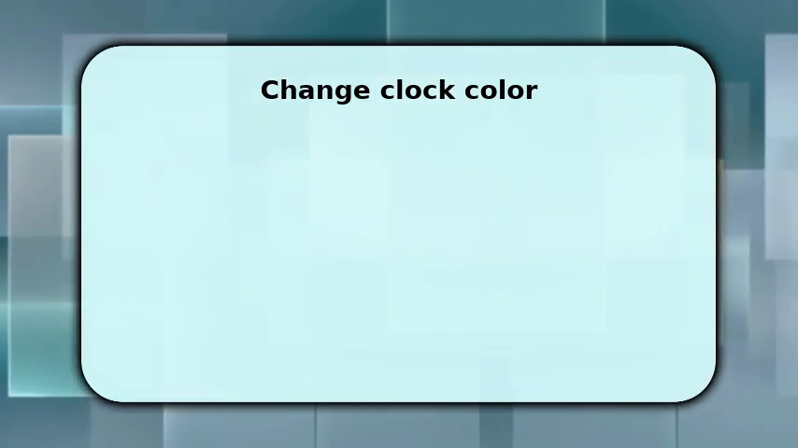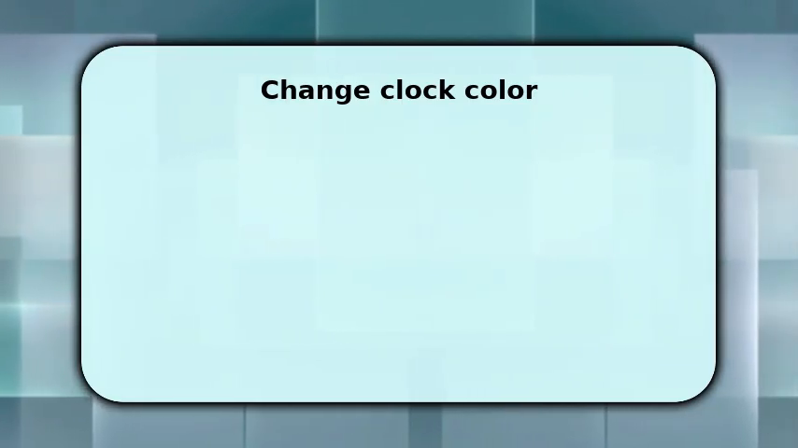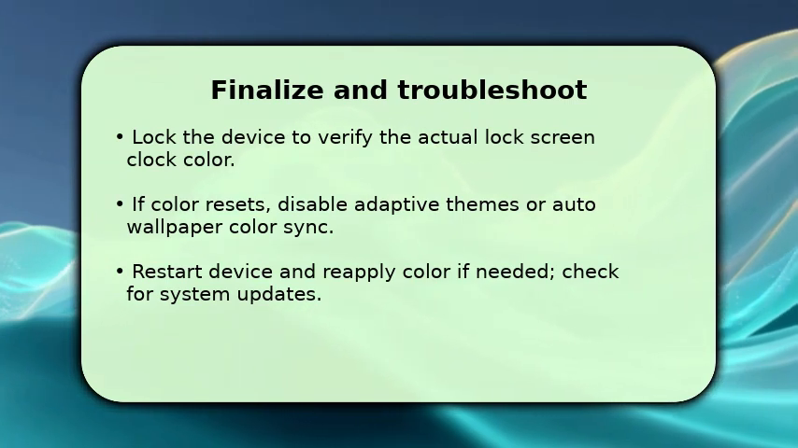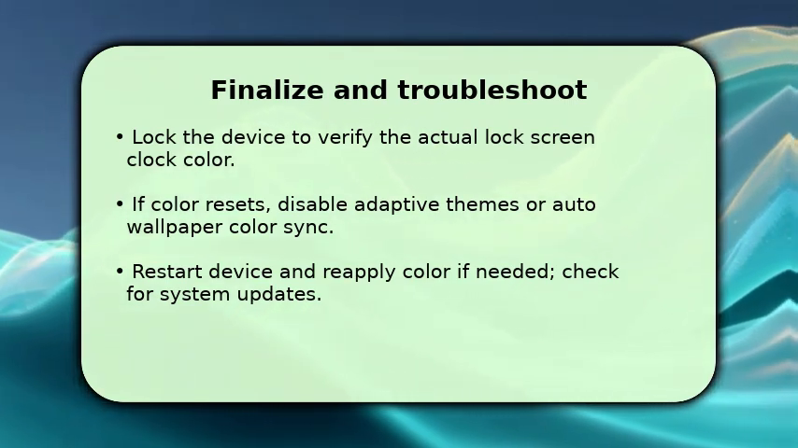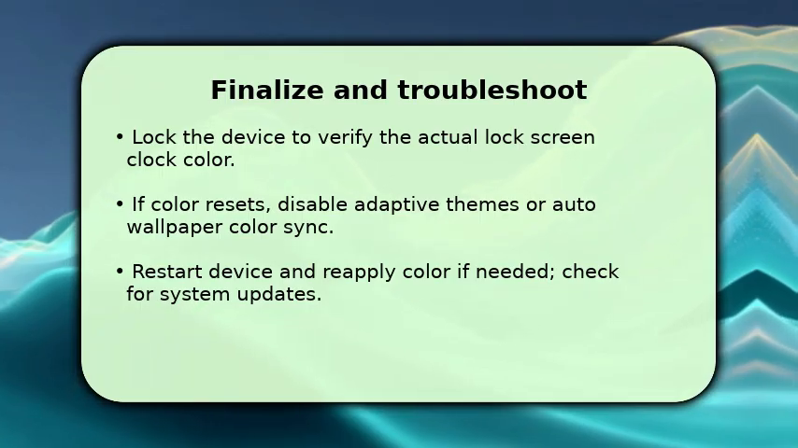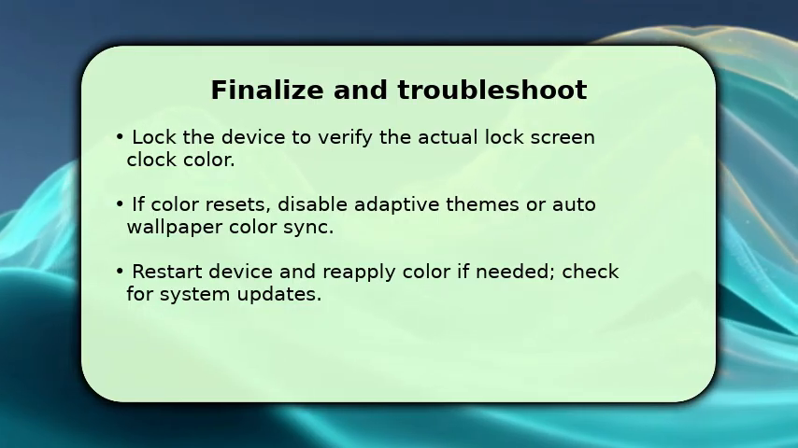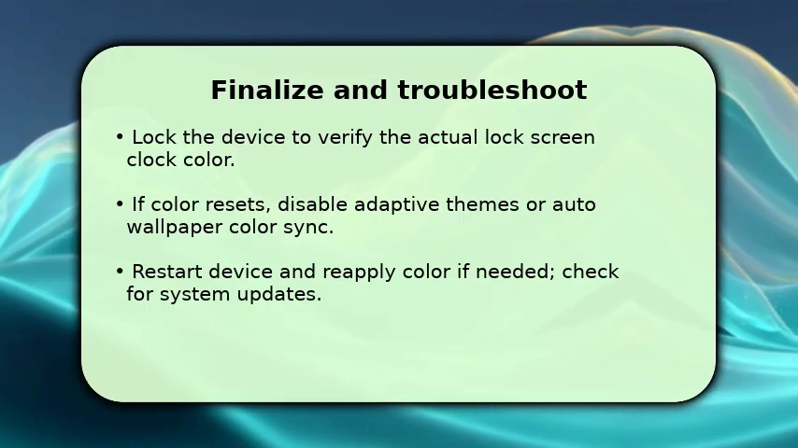Now lock your device to verify the change on the real lock screen. Make sure the clock appears black in different lighting or with Always On Display enabled. If it reverts, disable adaptive themes, wallpaper color sync, or automatic dark/light mode since they override manual color settings. Restart the phone and reopen lock screen settings to reapply black if needed.